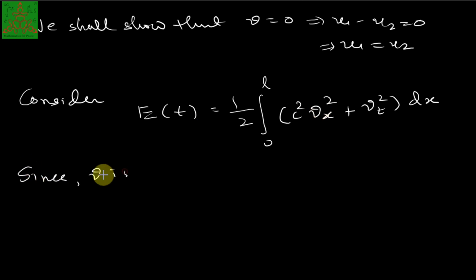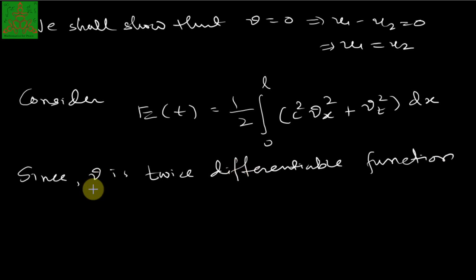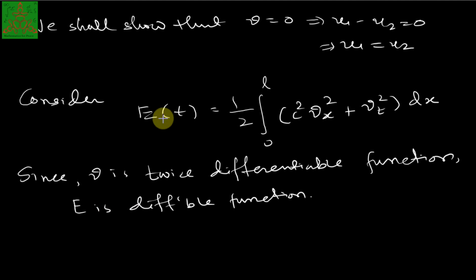Since v is twice differentiable, why is v a twice differentiable function? Because u1 and u2 are twice differentiable functions. They are the solutions of a wave equation, so that's why they are twice differentiable functions. So v is a twice differentiable function, so we can say that E is differentiable. Since E is a differentiable function, we can talk about its derivative.